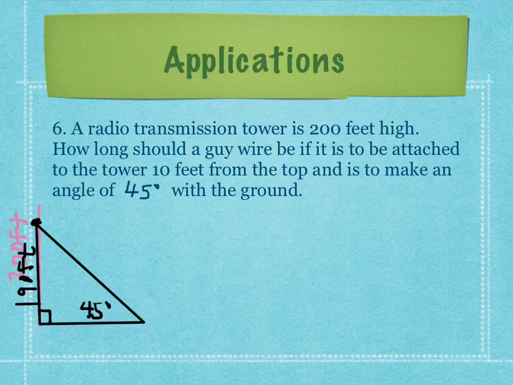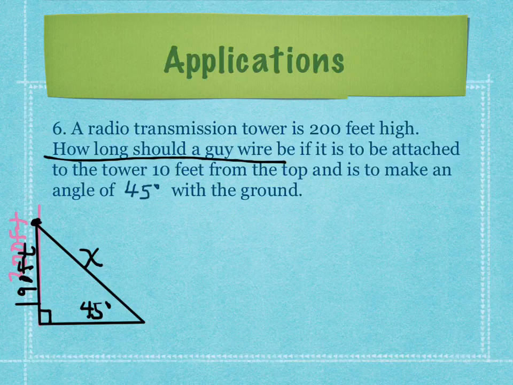All right, and so we are supposed to find what? The length of the guy wire? How long should a guy wire be? Yep, that's right. So we are trying to find this length, and in math terms, what is that in this picture? Hypotenuse. It is the hypotenuse. So how am I going to relate this 45-degree angle, this 190 feet, because it's not the 200, right? The 190 feet, and this side x?